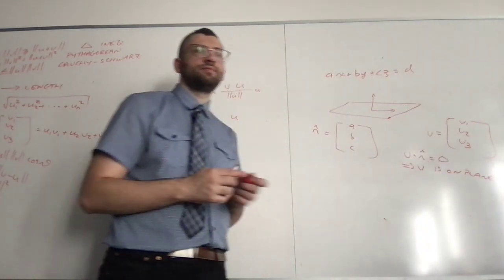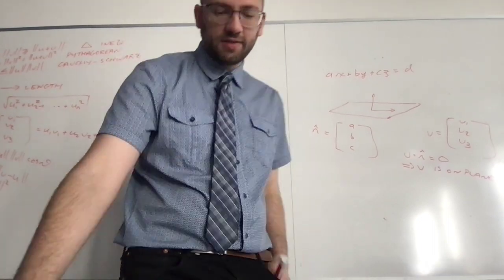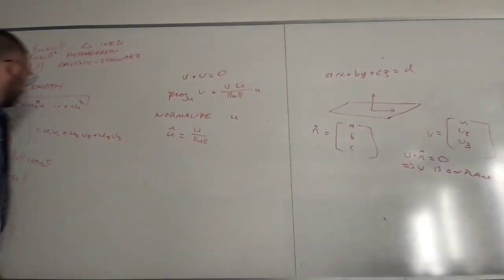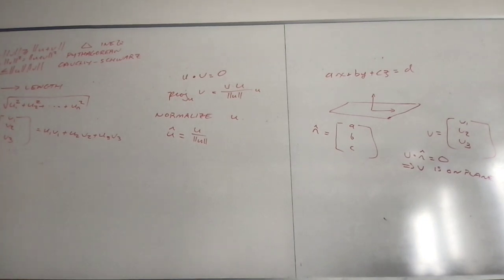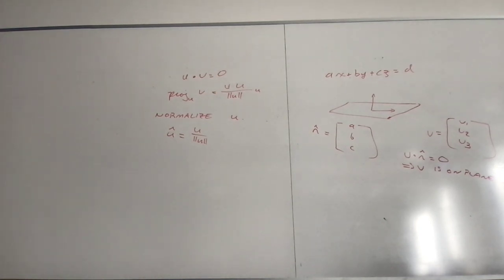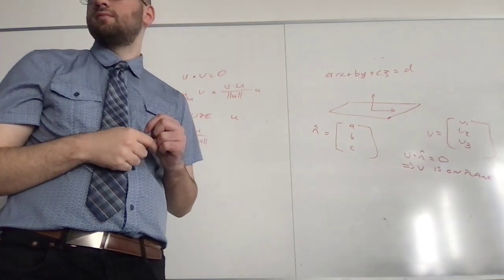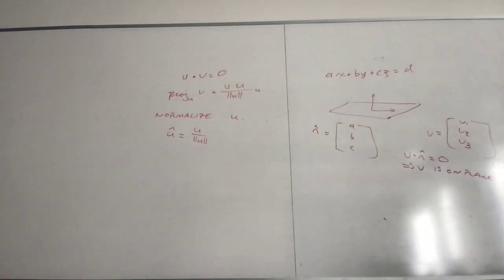Make sense? Cool. Next, cross product. How do we calculate the cross product? First off, before we even get to that, what do we need to make sure of so that we can even do the cross product? It has to be in R3. Yep. So the cross product is only defined in R3.